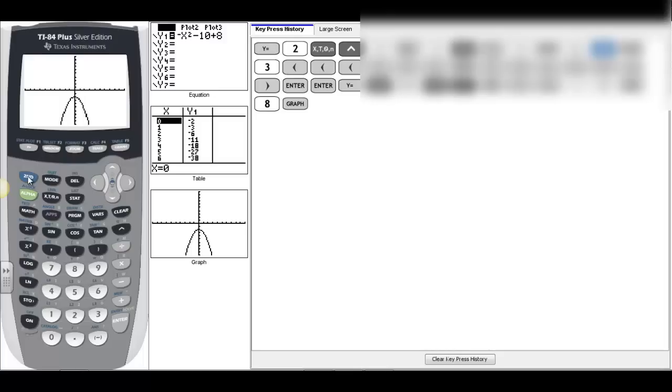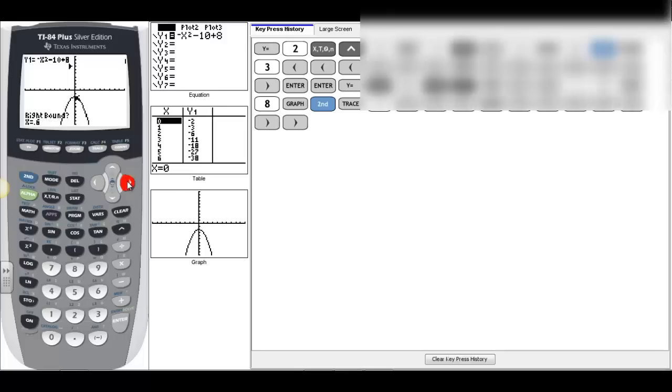So we do the same thing. We do second trace. We want maximum this time, so it's 4. And we're going to do the same thing. Left bound, go to the left, so arrow to the left till you're somewhere over there. Press enter. Right bound, so arrow back through the vertex into the right-hand side anywhere and press enter. And press enter through the guess. And we find out that that maximum is, look at that very closely, 6.6976, but then it's e to the negative 7. That means there's 6 zeros in front of that, so it's very close to 0. We would round it to 0 and negative 2.